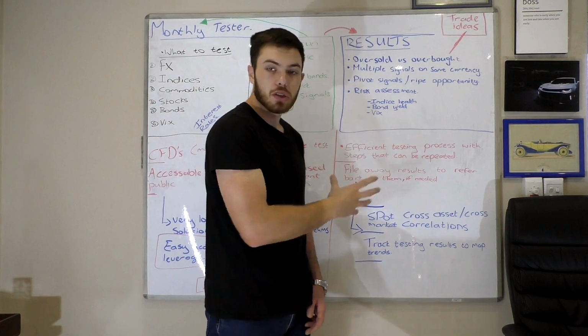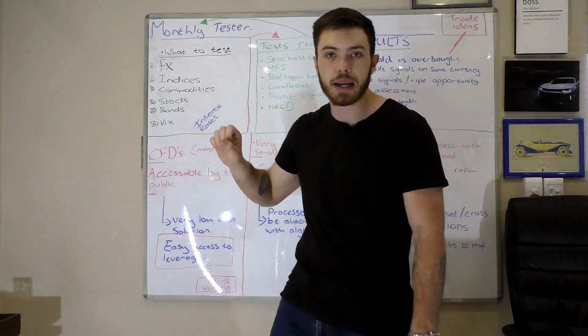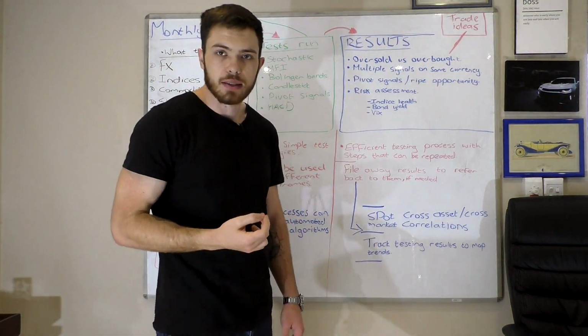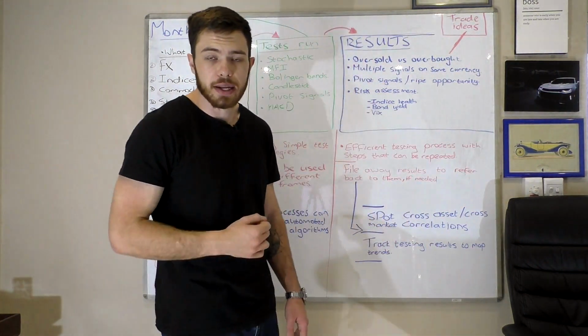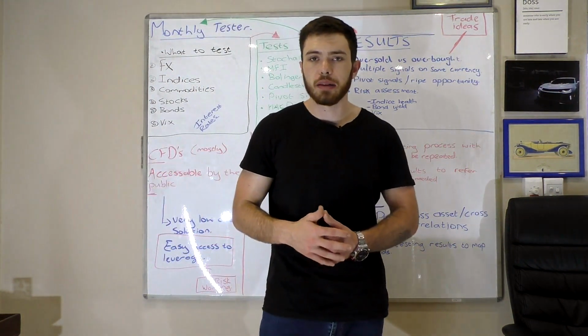The last one is looking at risk assessment. So this is something I really make use of with stocks, bonds, and the VIX. I want to try and have a look at the volatility of the market. I want to try and have a look at what's happening with interest rates, with yield rates, and I want to try and see how much debt is being bought and sold throughout the month.